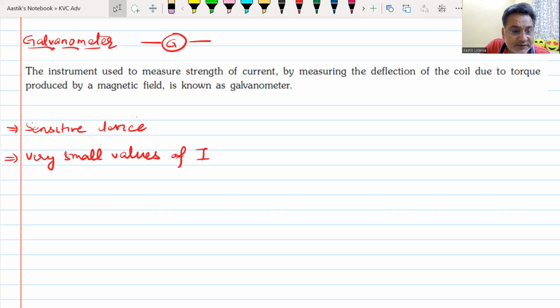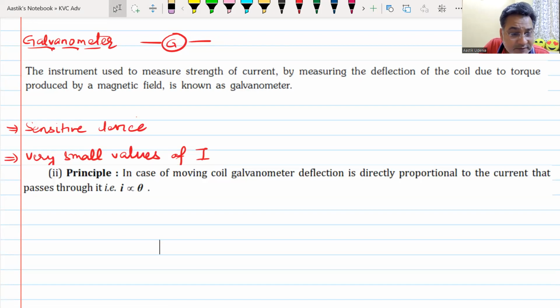It works on the principle that whenever a current carrying coil is placed in a magnetic field, it will deflect, and its deflection would be directly proportional to the current. That is the principle of a moving coil galvanometer.